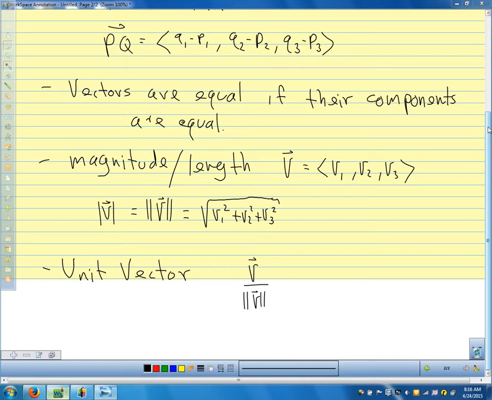And all of this is the same as what we did when we talked about vectors in 2 dimensions. We just have this extra z part that we're going to use in 3 dimensions. Okay, we're good so far? All right.